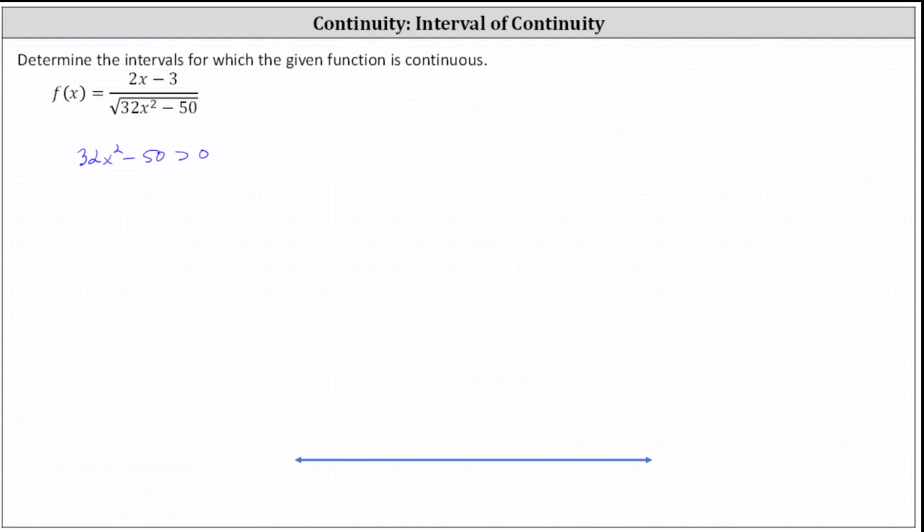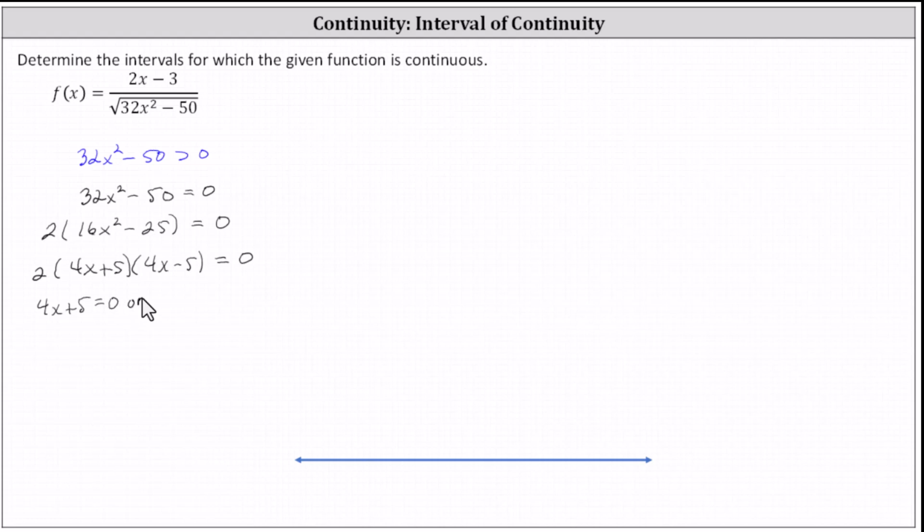For the first step, we want to solve the related equation, which is 32x squared minus 50 equals 0. Let's begin by factoring out the greatest common factor of 2, which gives us 2 times the quantity 16x squared minus 25 equals 0. From here, notice 16x squared minus 25 is a difference of squares, giving us 2 times the quantity 4x plus 5 times the quantity 4x minus 5 equals 0. The left side is equal to 0 when 4x plus 5 equals 0, or 4x minus 5 equals 0.